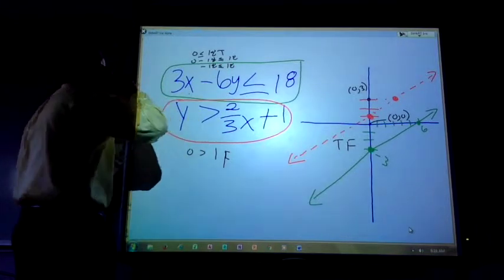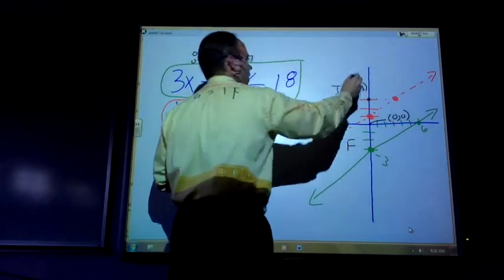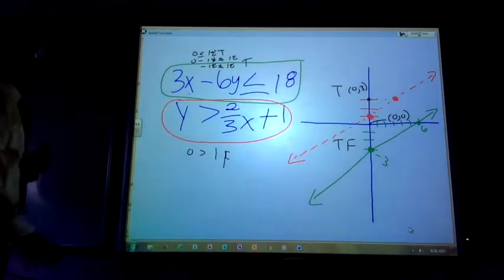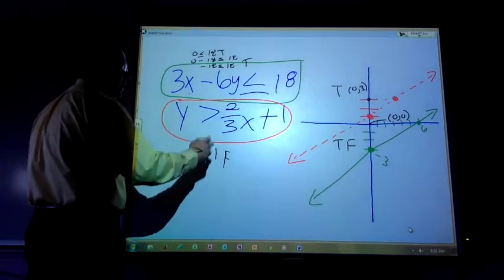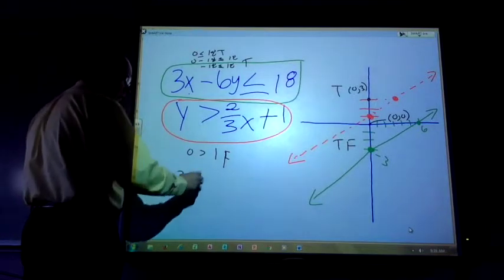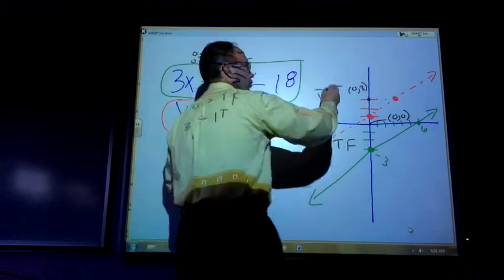Yes, that's true. So that gives me a true scenario here. This whole region so far is true as far as the green line goes. If I plug it in down here, I get 3 is greater than 2/3 times 0 is 0, plus 1. So 3 is greater than 1. That also gives me a true. So I have true and a true.